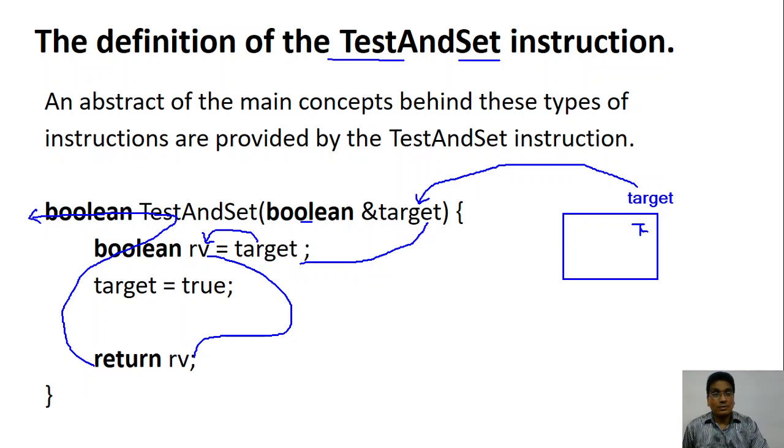So let's assume how the algorithm will work. Suppose the value stored in the target is true. You read the value, you store the value. What is stored in this is a true value. Then you set the value to true. It is already true, so if you set it to true, it is not going to make any difference. Then you return the value back. So what you get is true. It was already set.